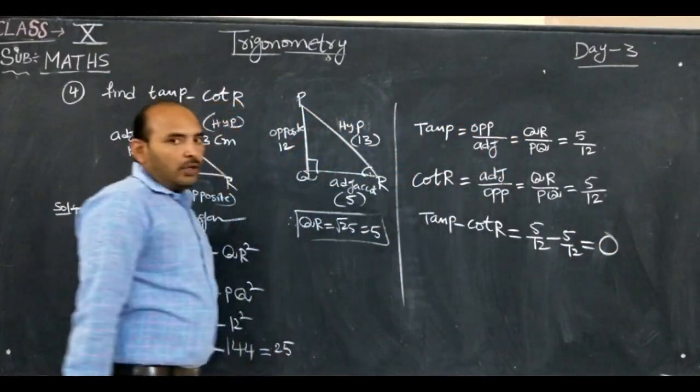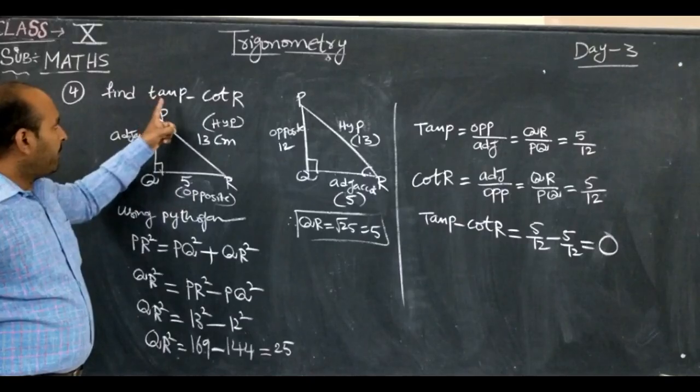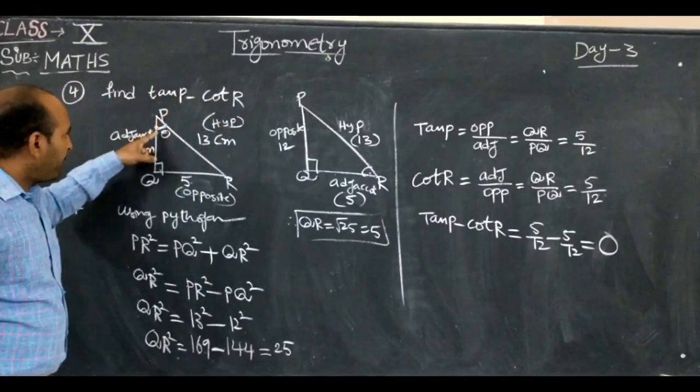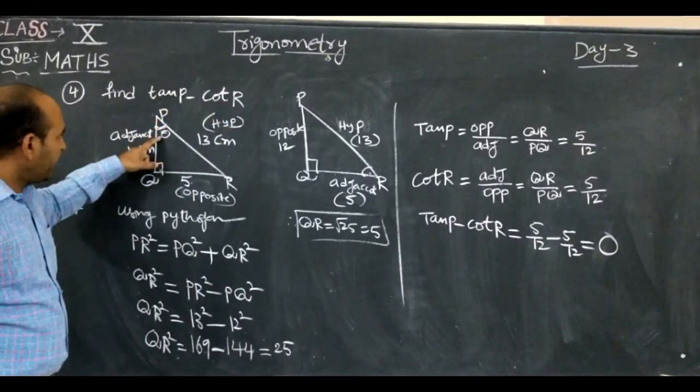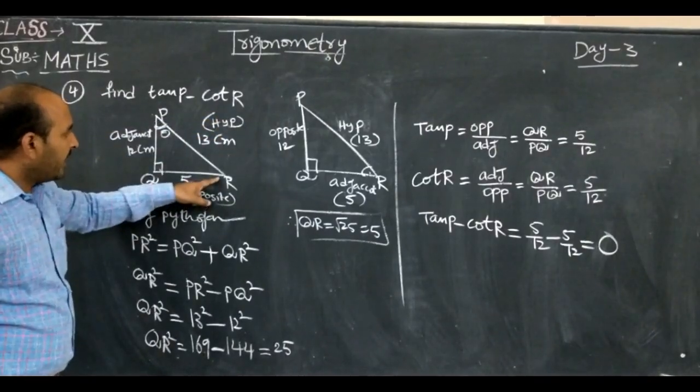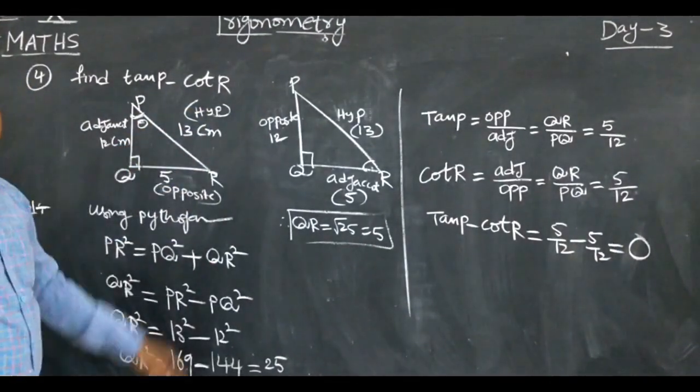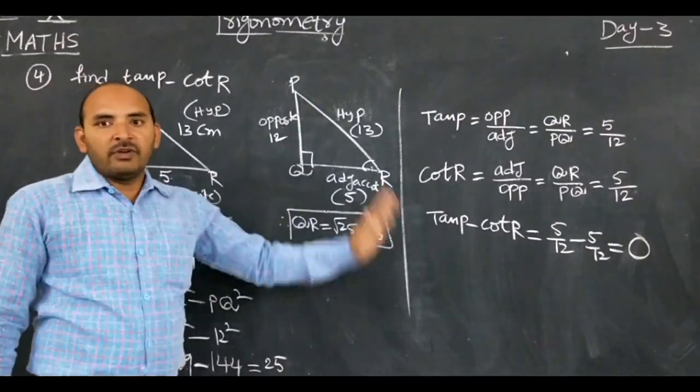So now observe here, in tan P minus cot R, P is at angle theta, and R is nothing but the exact angle theta. It will be completely different. First you have to find out tan P, next one cot R.